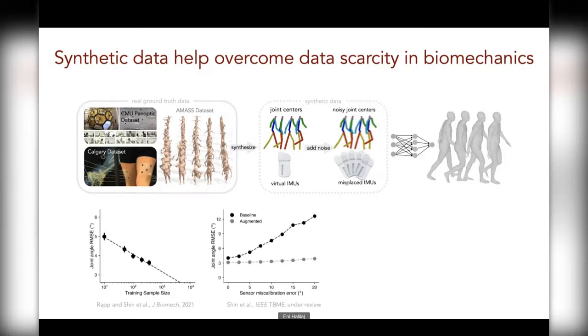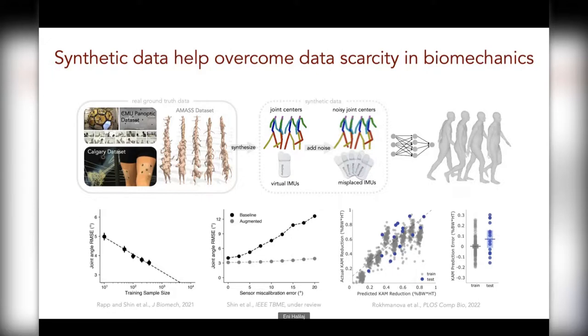The second is that modeling noise and sensor miscalibration errors in the synthetic data, so augmenting the data to account for these variabilities, has a huge impact on model performance. For example, the accuracy of joint kinematics remains under 4 degrees, despite sensor misplacement errors of up to 20 and even 30 degrees in some of our simulations. So this is important because sensor misplacement is one of the main sources of error when patients take the sensors home and apply them themselves over multiple days.